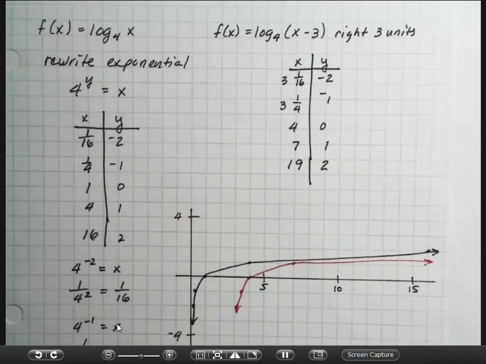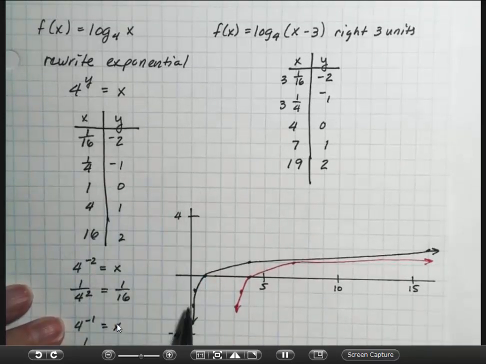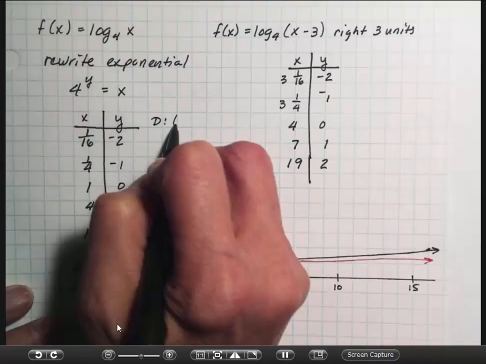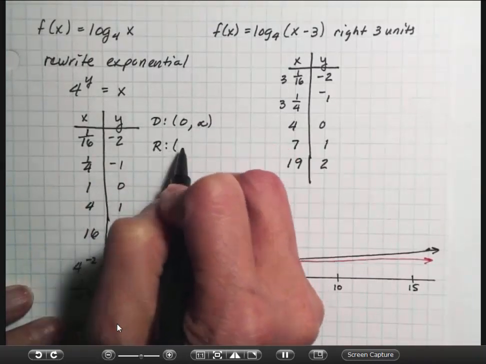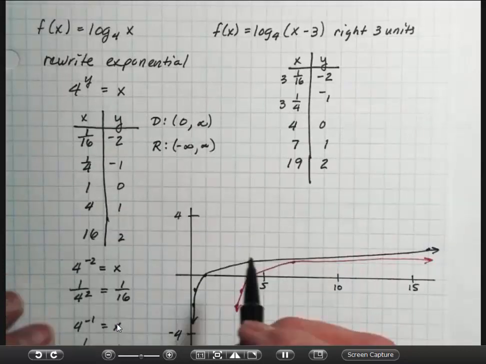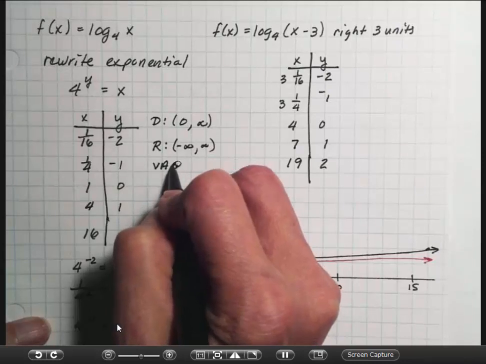So now looking at our domains and our ranges, for my first function, my domain was from 0 to infinity, not including 0. And my range was all real numbers. And then I had a vertical asymptote at x equal to 0.